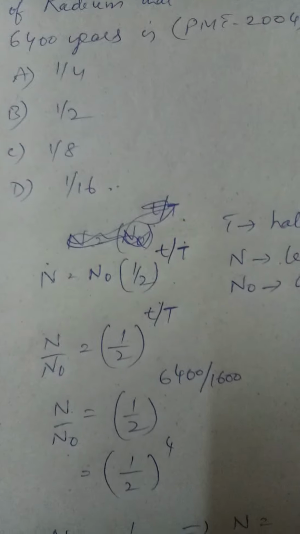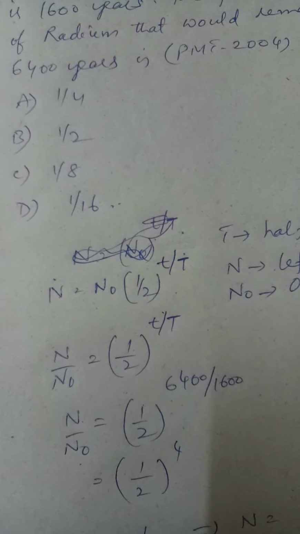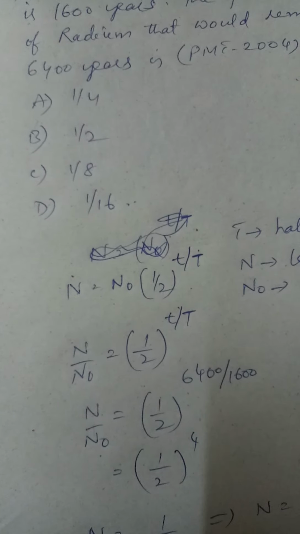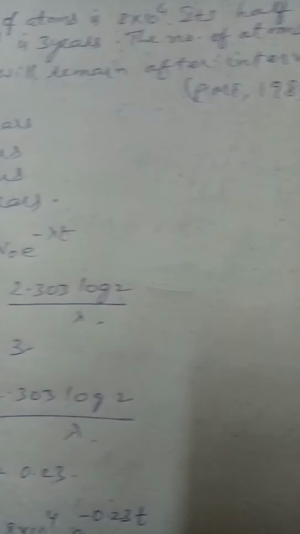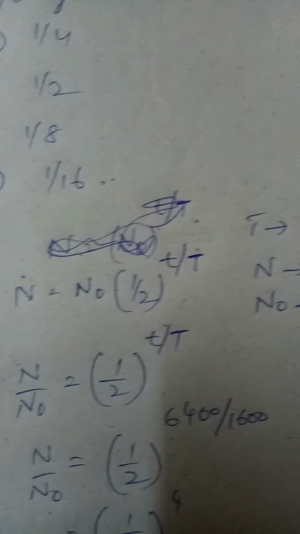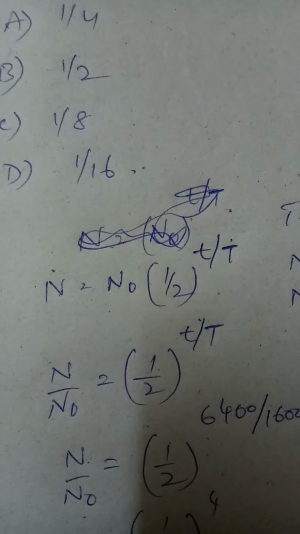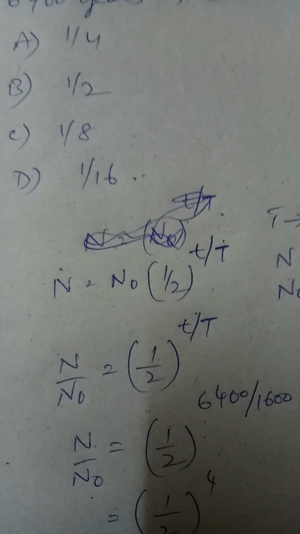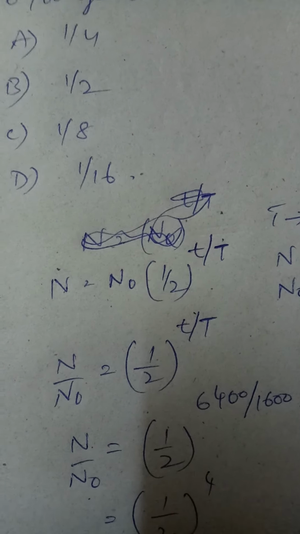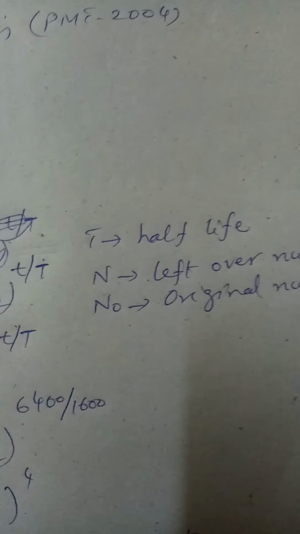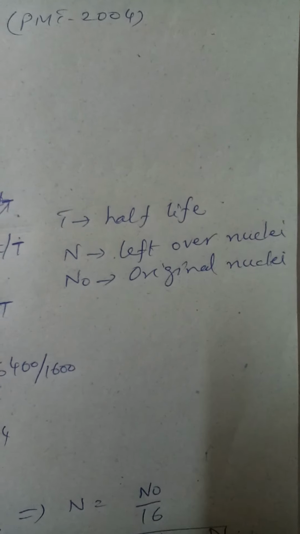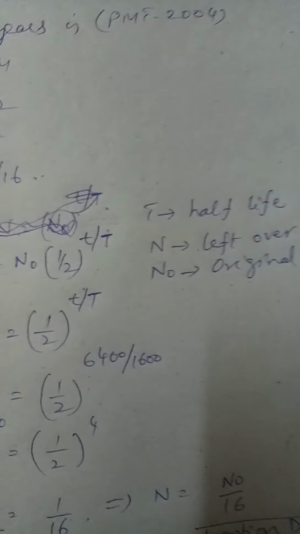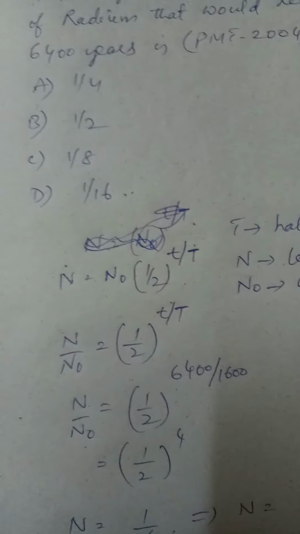See, another way of writing this expression: in the previous question we have seen this expression, N is equal to N0 into e power minus lambda t. Another convenient way of writing this expression is N is equal to N0 into 1 by 2 to the power of small t divided by capital T. Here capital T is half-life, N is the leftover nuclei and N0 is the original nuclei. So remember this expression, very useful.